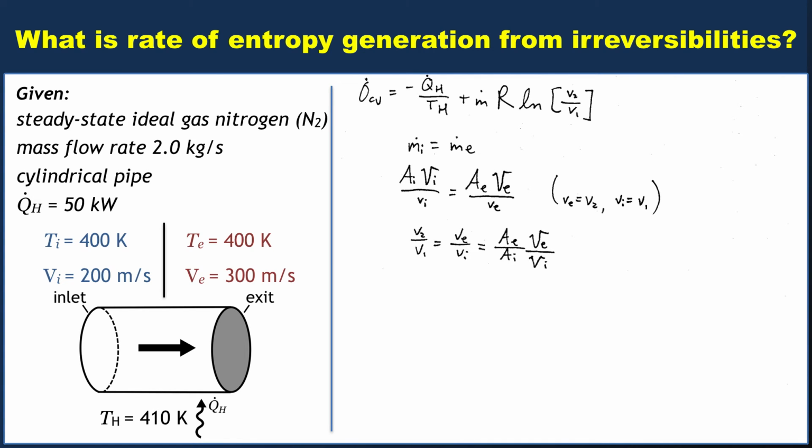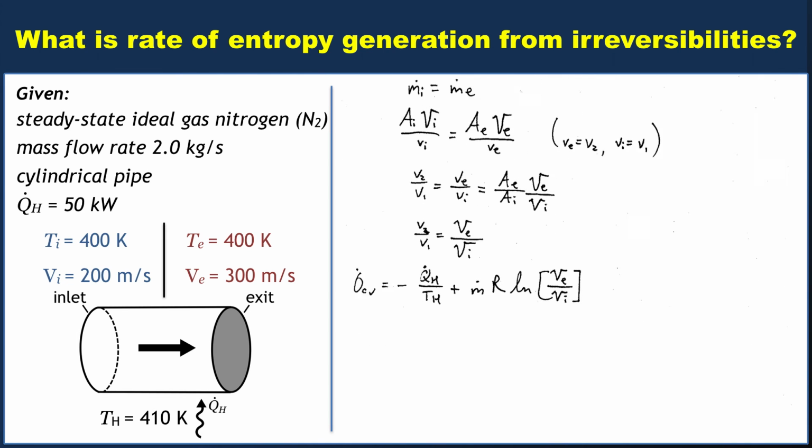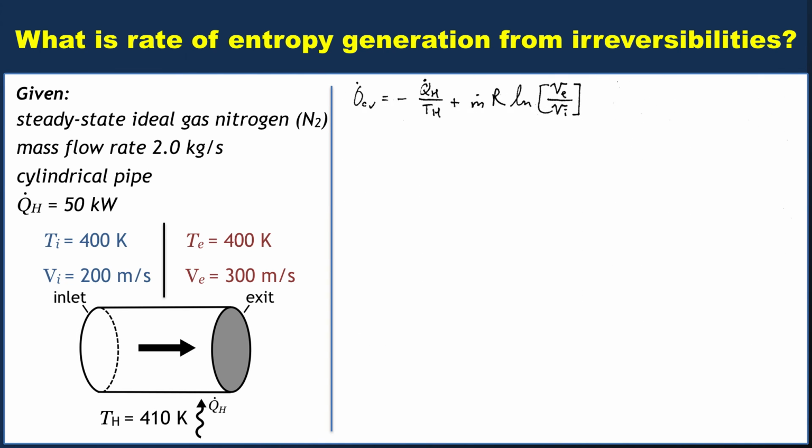So little v2 over little v1 equals the ratio of little v at the exit to the inlet, I just said. And we can rewrite that in terms of areas and velocities. Now, just using the expression we got using the m dots. So we can cancel out the areas. It's a cylindrical pipe. The area is the same at the inlet and exit. That tells us that little v2 over little v1 is the exit velocity divided by the inlet velocity. So let's plug that back into our expression for sigma dot, which we do. Move that up, and now the nice thing is we have all of these values, right?